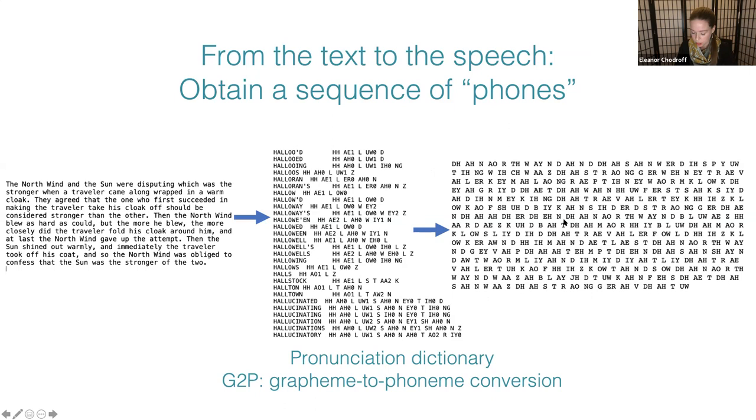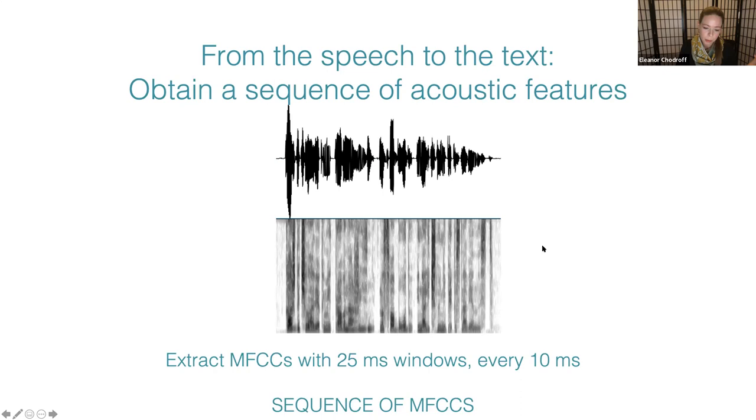Then from the speech part, since we've also got our audio file, we can obtain a sequence of acoustic features. What the aligner will do is process the audio file moving from the start to the end, where I believe these are the parameters, though I could be wrong. I'm pretty sure this was true at least at one point: there's a window of 25 milliseconds, and that's shifted along every 10 milliseconds. And the acoustic features are extracted from the audio file.